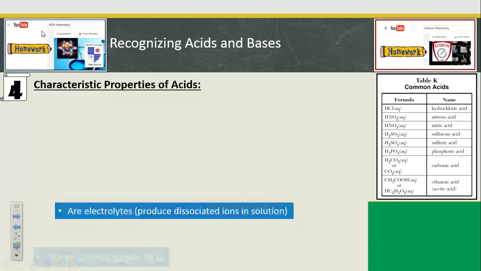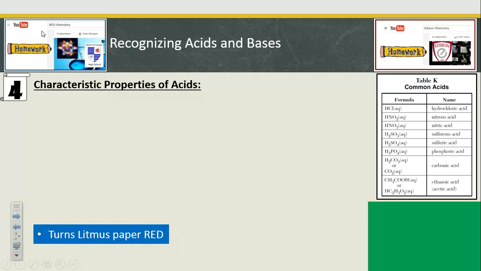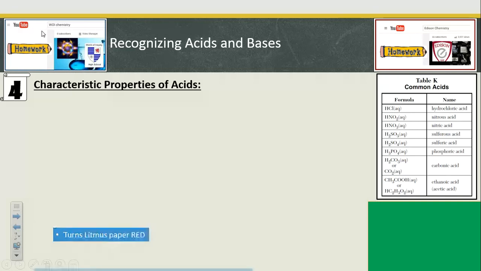So that's that. This is a test we're going to cover later on in indicators, but litmus paper turns red when it touches an acid. And there's a whole table, Table K, of common acids, with their formulas and names, all right?